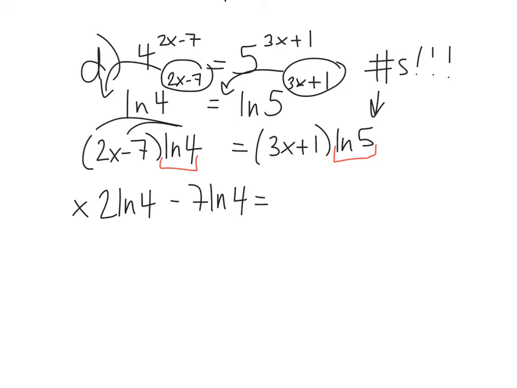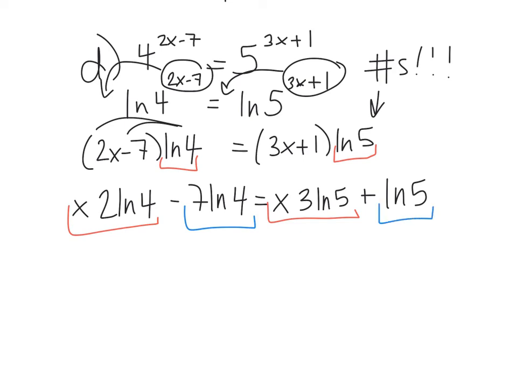So I'm going to do the same thing over here. I have x times 3 ln 5 plus 1 times ln 5, which is just ln 5. Again, I know it looks crazy, I know it looks scary. I do the same thing that I've always done when solving for x. I'm going to get everything with the x's on one side, and everything without an x on the other side. So I'm going to subtract x times 3 ln 5, and then I'm going to add 7 ln 4.